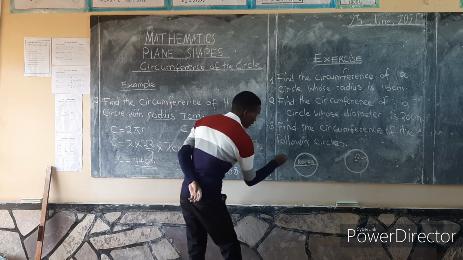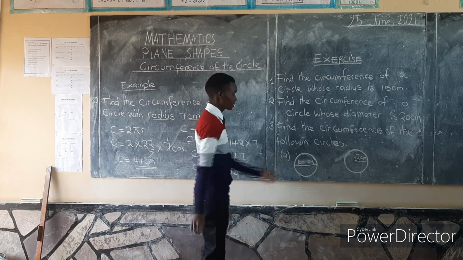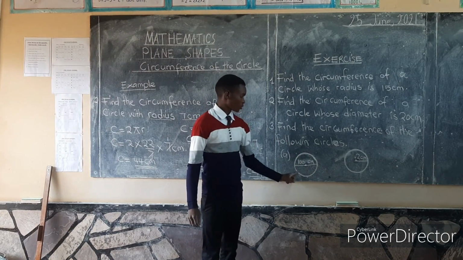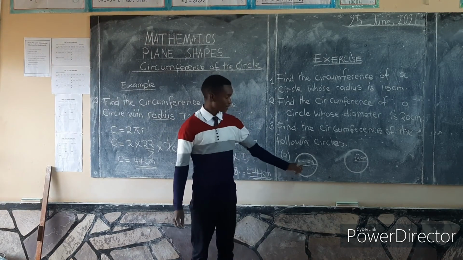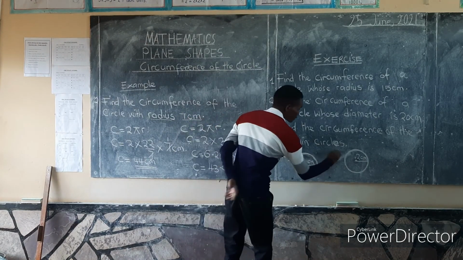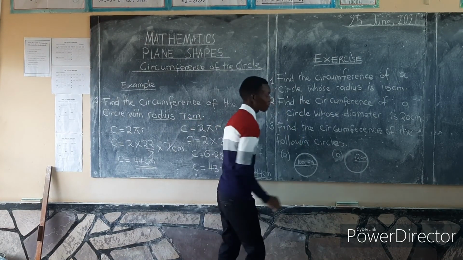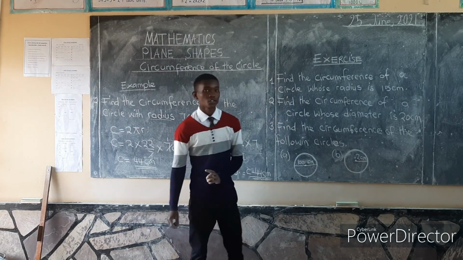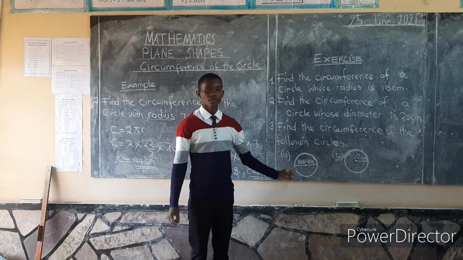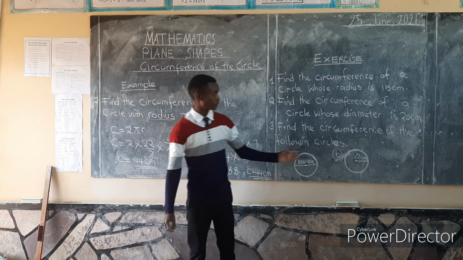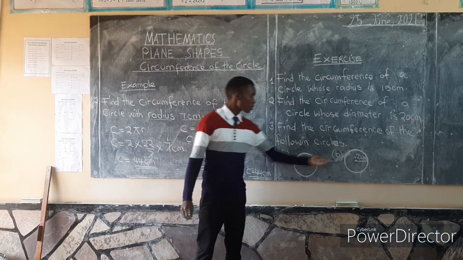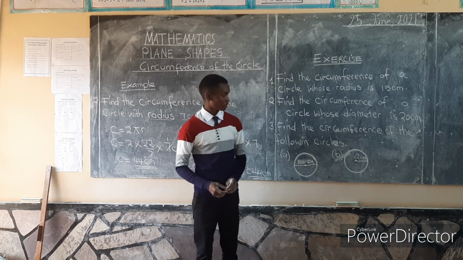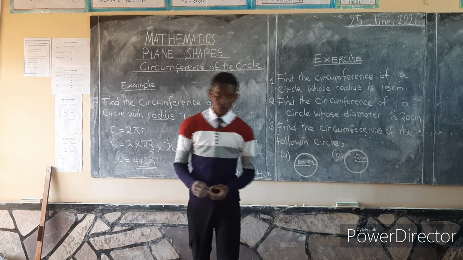So A, it is this one, which has 100 centimeters. B, we have that circle, which has 2 centimeters. So you need to be very careful there for you to answer this question, because you need to identify these two parts there for you to answer, so that you know which formula to use there.